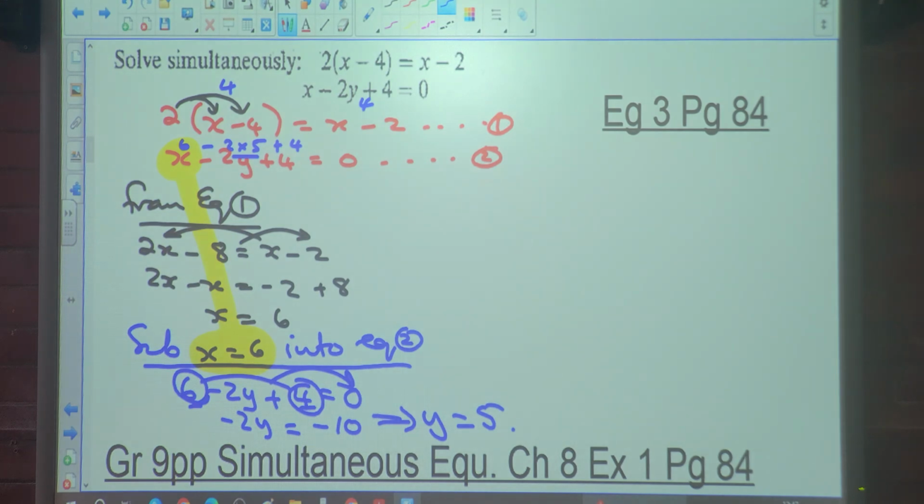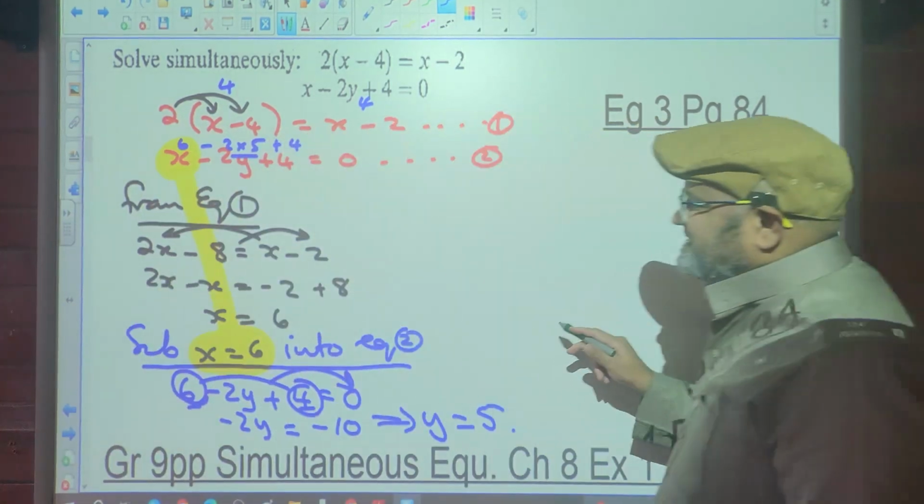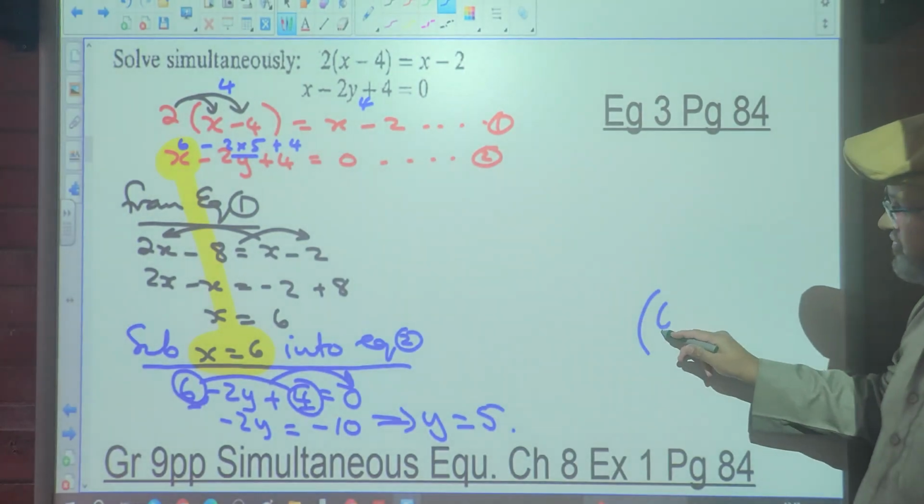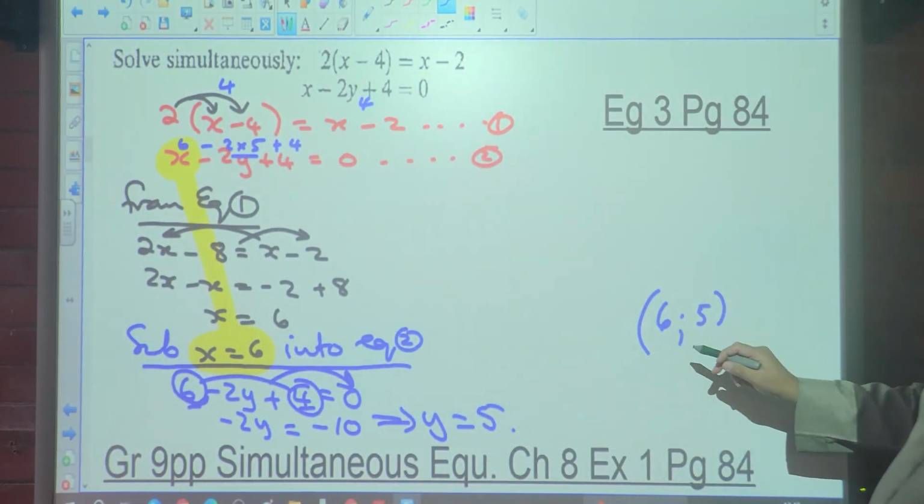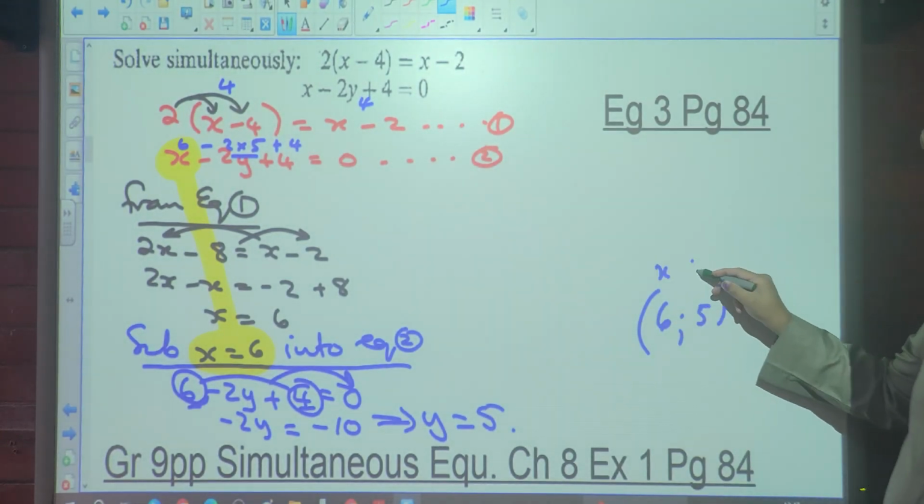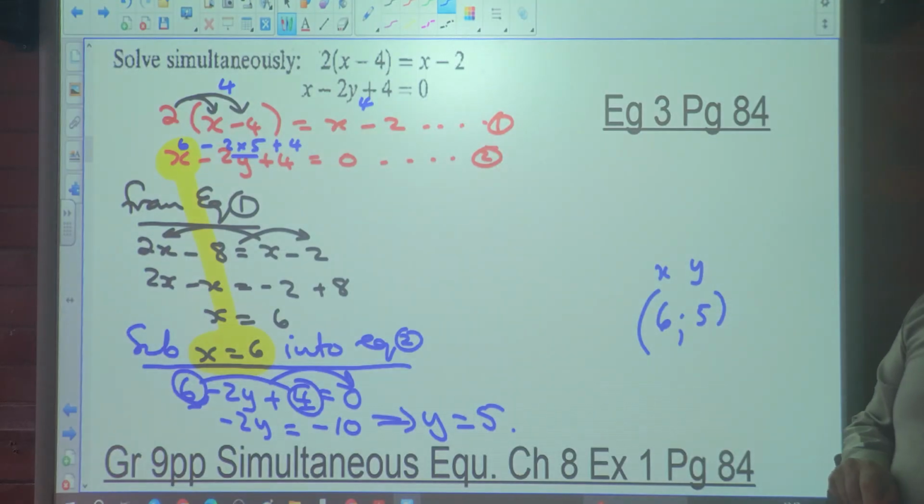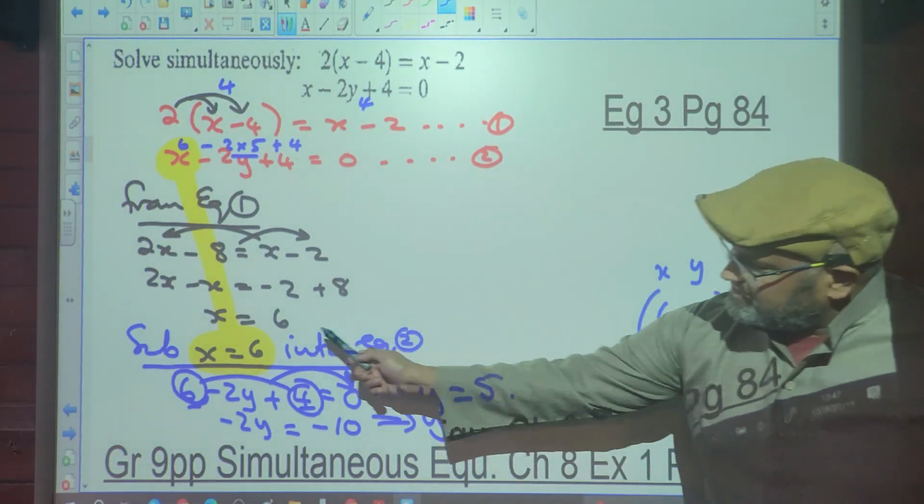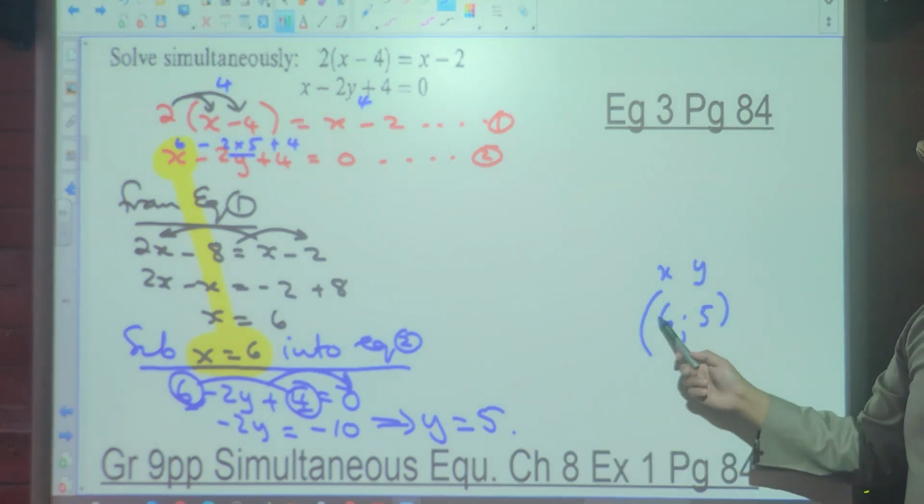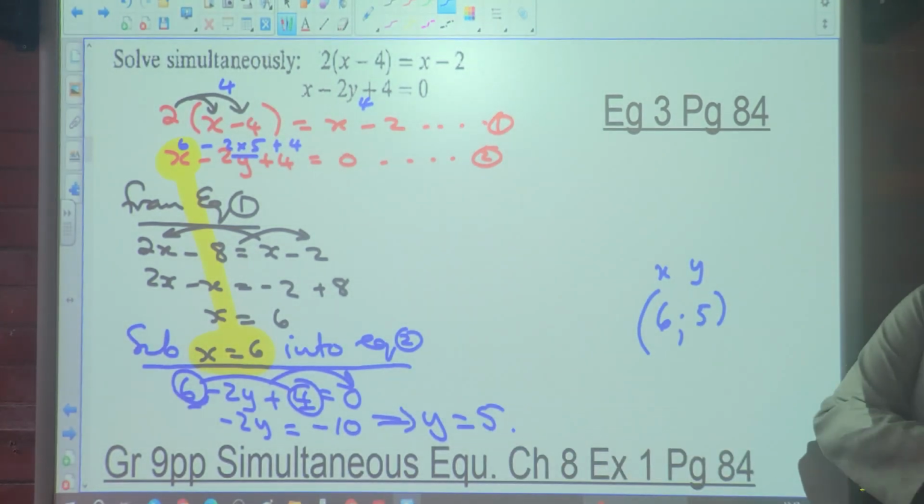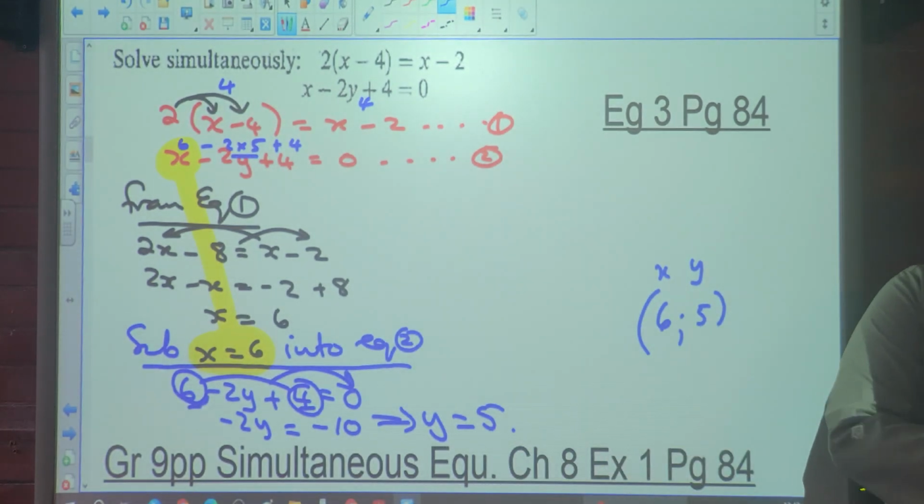The solutions are correct. Again, if you draw these two graphs, what will happen? The two graphs will intersect at the point 6 and 5. Remember, this is always an x and a y. Can you see that, people? So x is 6 and y is 5. You guys understand?